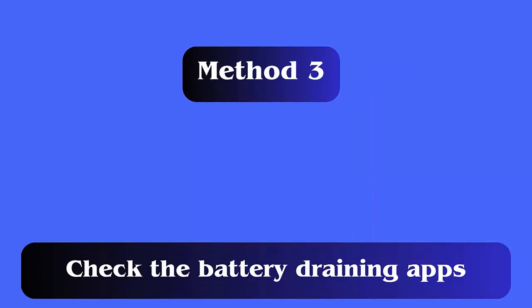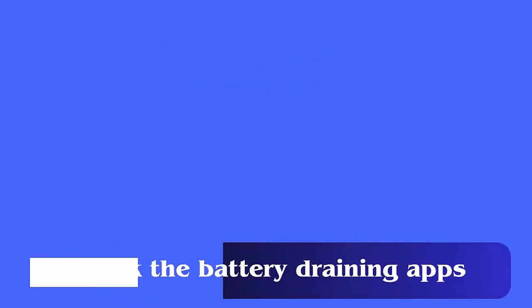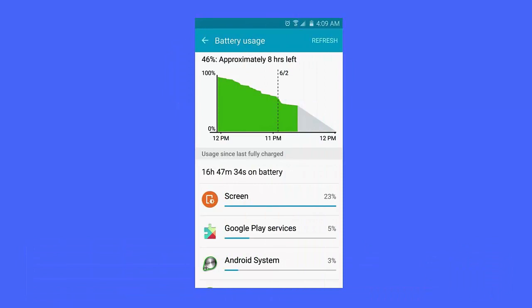Method 3. Check battery draining apps. Several apps can make your phone's battery die. If you want to know the apps causing the problem, go to Settings, Device, Battery or Settings, Power, then Battery Use to see the list of the app and battery usage.